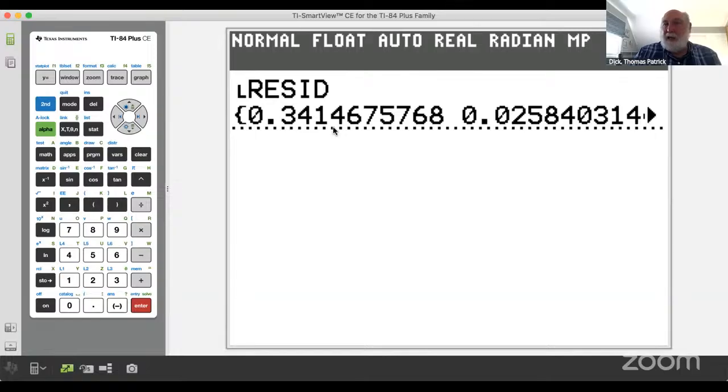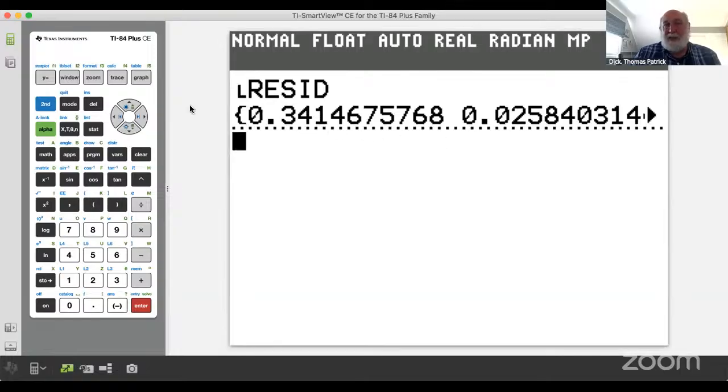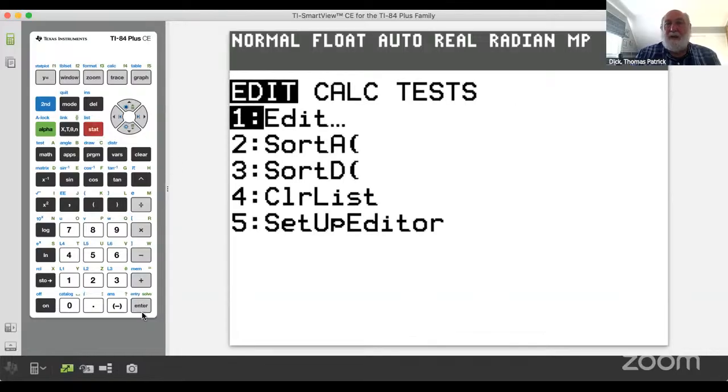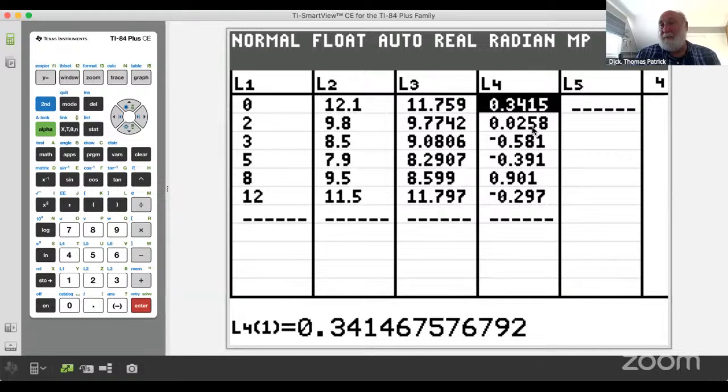And I'm just looking at these first 2 values in that list, and I'm seeing 0.34 and 0.025. If I go back to the stat editor, there they are. And these are the ones I actually calculated from scratch, in a sense, by taking the actual value minus the predicted value. So that is nice to know, especially if you've done this several times, you can take that shortcut and get those residuals very quickly. Right. Okay.